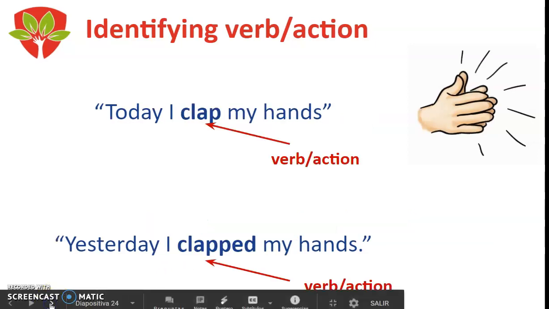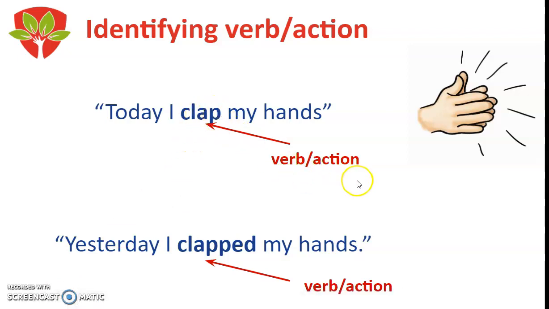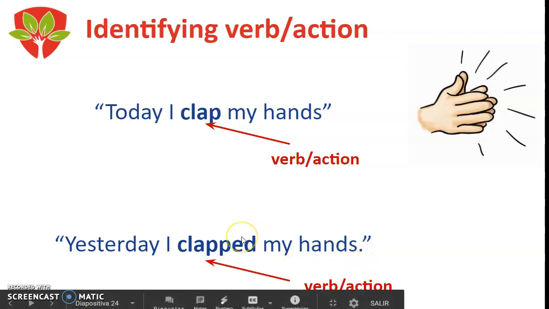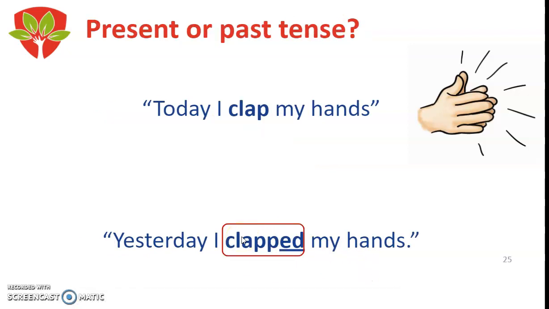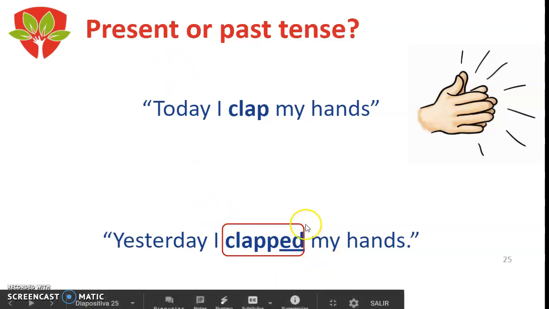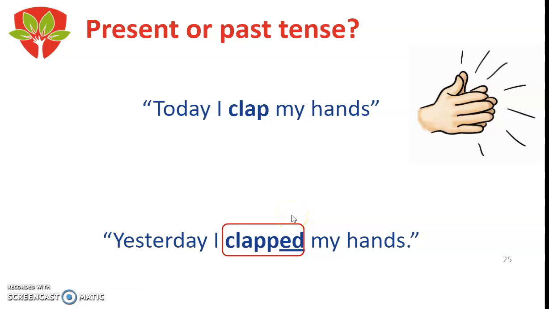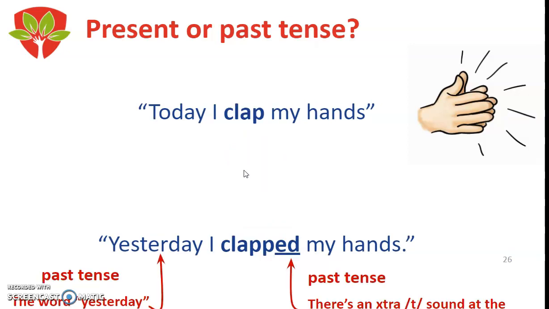So we have, let me see, there we have. Clap is the verb or the action in this sentence, and clapped is the verb or the action in this sentence. So as you can see, look at this verb. Is it the present or past tense? Remember the previous example that we have at the end of the word. So what is this? The present or past tense? Great. It is the past tense.